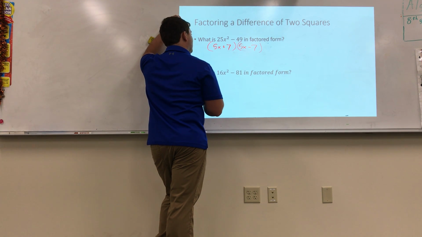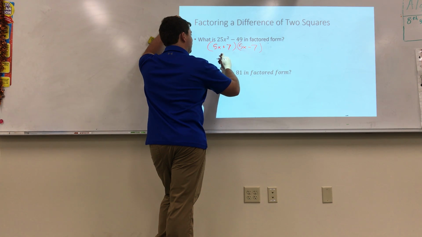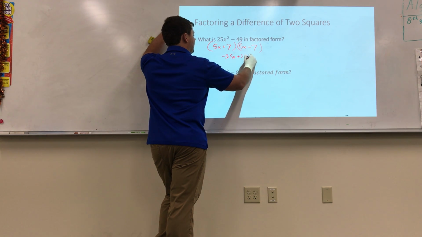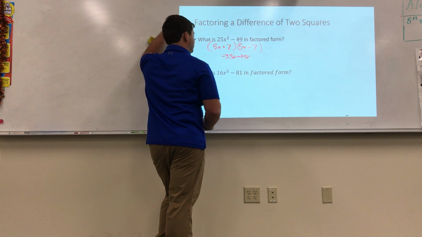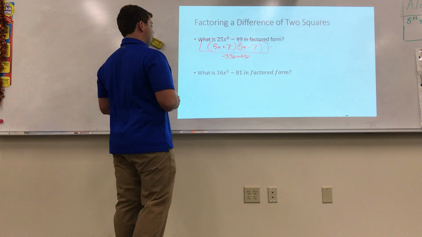Probably what I'd check for when I'm looking at a problem like this. Alright, do the inside outside. Outside's going to give me negative 35x. Inside's going to give me plus 35x. Gone, gone. So yes, this is my answer.